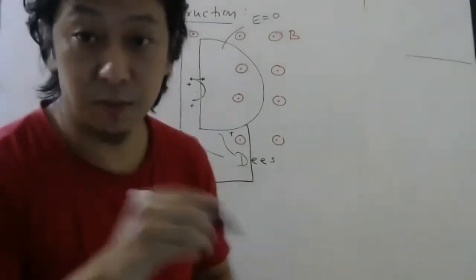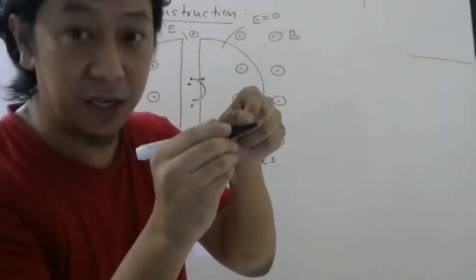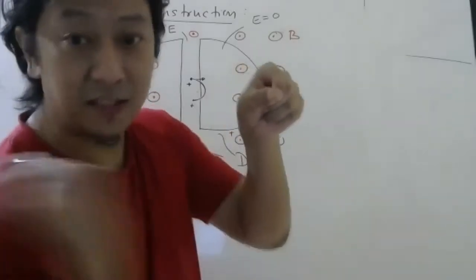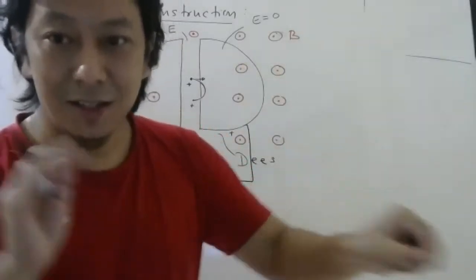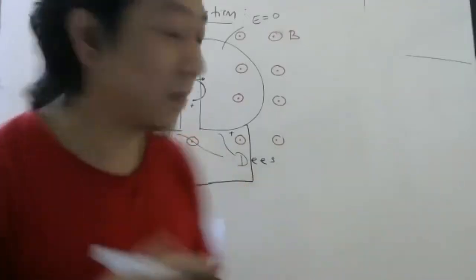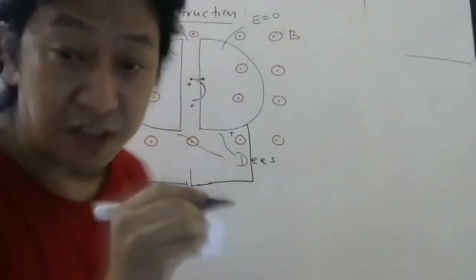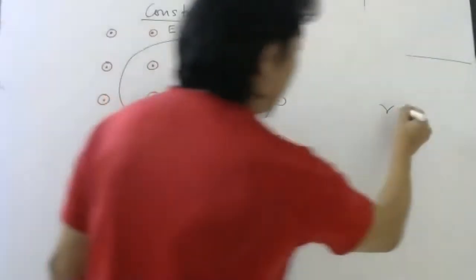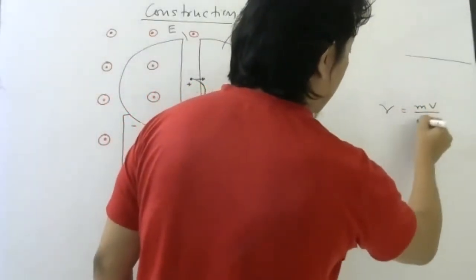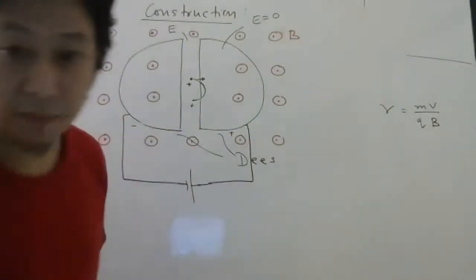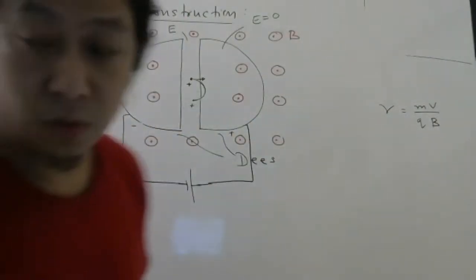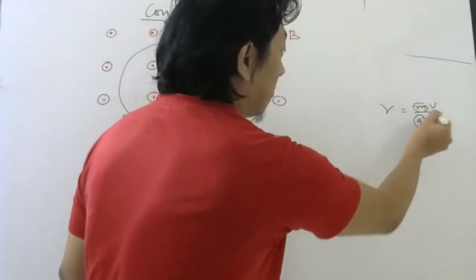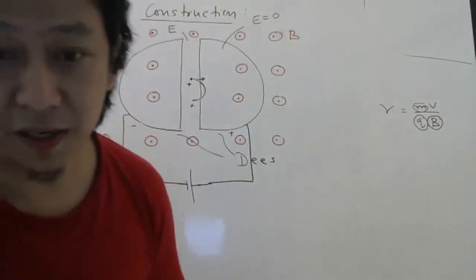Why will it move faster? Because it was already moving with some speed. Then when it reaches the gap, there is an electric field on this side. It's like a kick. So it will move faster. Once it moves faster, let us remember the formula for the radius. What was the formula for radius? mv by qB. Remember or not? mv by qB. So m is constant, q is constant, the magnetic field is constant, a uniform magnetic field, right?